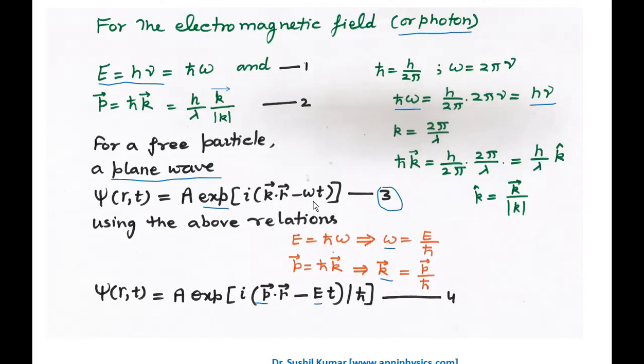This is k and this one is omega. So when I put in the value of omega, that is E upon h cross into t, and similarly p upon h cross for k, one can write equation number 3 in terms of energy and momentum this way. So psi, a function of r and t, is equal to A exponential of i(p dot r minus E t) upon h cross. So this is our first step.